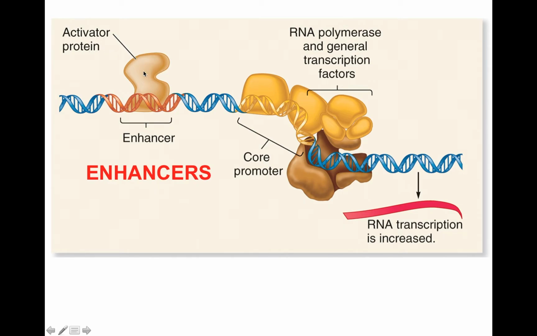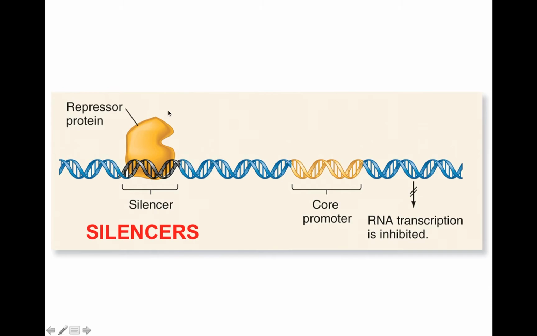When activator proteins are bound to enhancers, the core promoter is occupied by all the transcription factors it needs to get RNA polymerase to transcribe a gene. If, however, a repressor protein is bound to a silencer, RNA polymerase is not recruited to the core promoter or is prevented from elongating the gene, and transcription is inhibited.